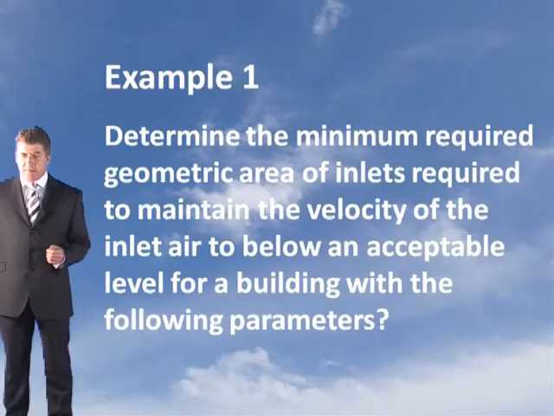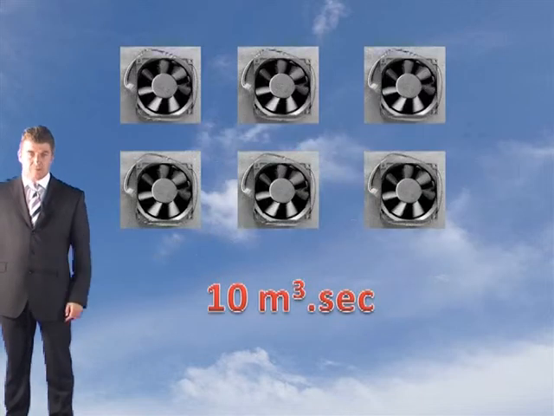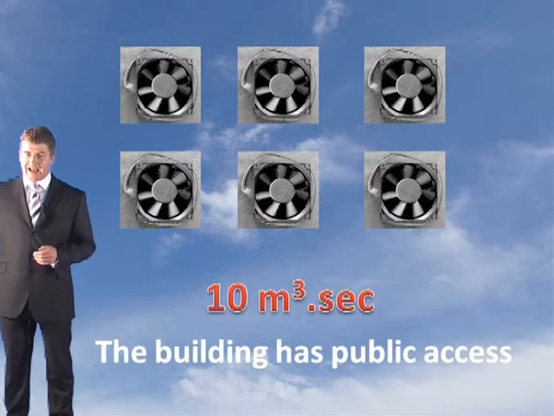Now let's do some examples of determining the geometric area of the inlets required to maintain the velocity of the air to below an acceptable level. Example 1. Determine the minimum required geometric area of inlets required to maintain the velocity of the inlet air to below an acceptable level for a building with the following parameters. You've got 6 fans operating at 10 cubic meters a second each, and the building has got public access.